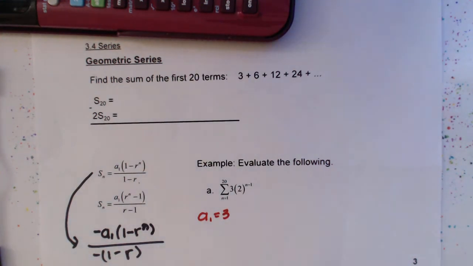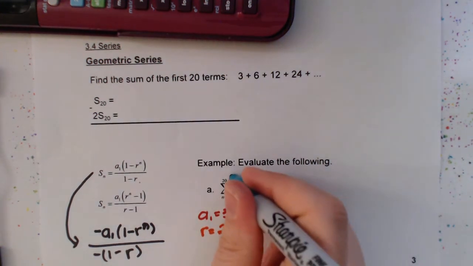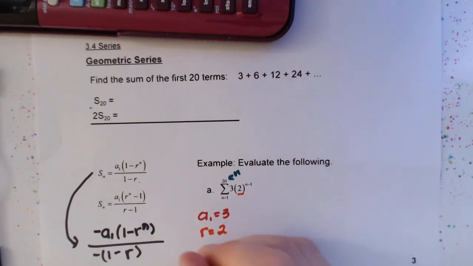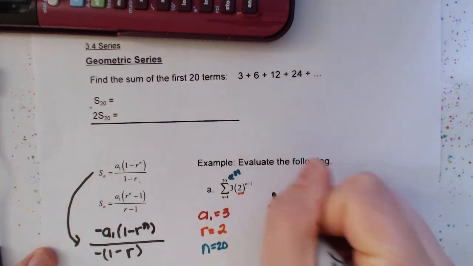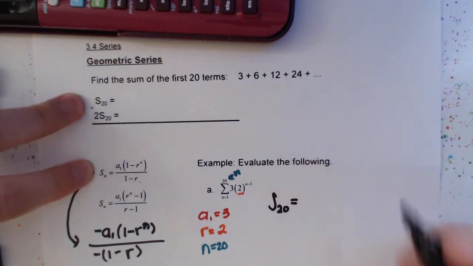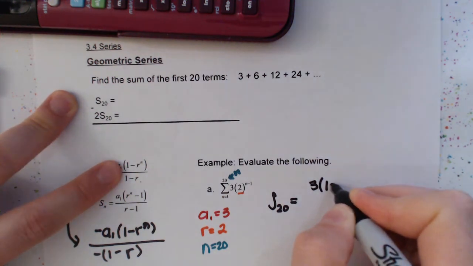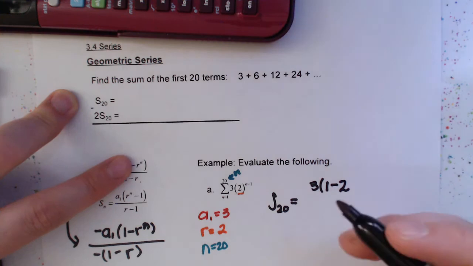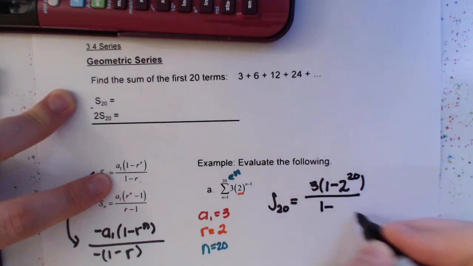We're also going to need an r and an n. So our r value is what is multiplying each time, so that's the 2. And then n is 20, so we're adding up the first 20 terms. The sum of the first 20 terms is the first term times 1 minus 2, because that's my r value, raised to the n, over 1 minus the r value.